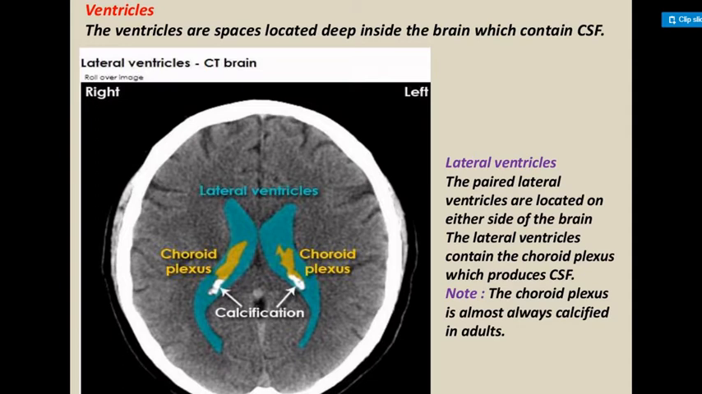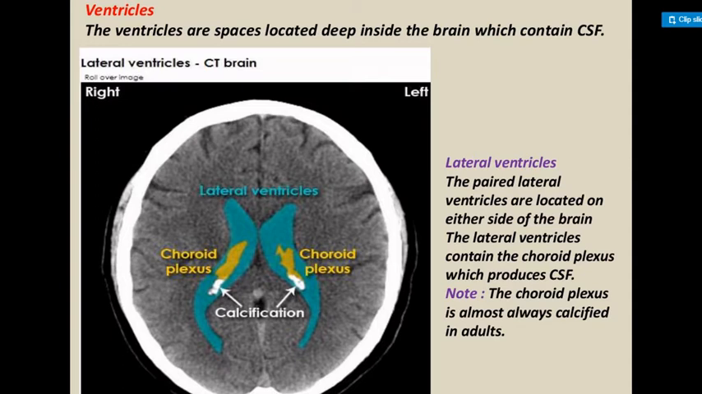Our lecture today will deal with the ventricles. The ventricles are spaces located deep inside the brain, which contain CSF. Lateral ventricle. The paired lateral ventricles are located on either side of the brain. The lateral ventricles contain the choroid plexus, which produces CSF.